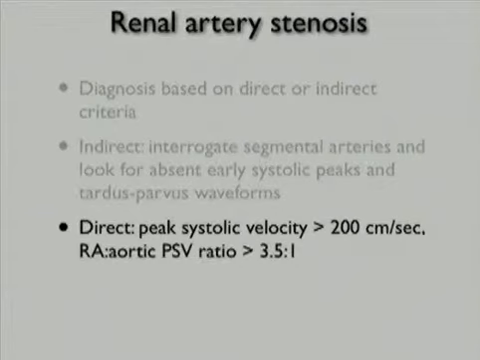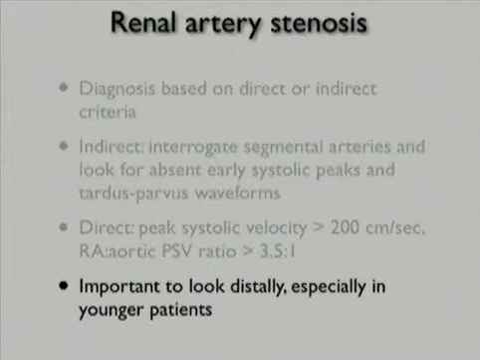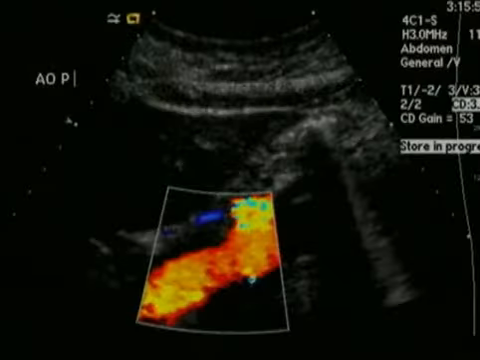There are a wide variety of criteria here as well, or as we use in our lab, a renal artery to aortic peak systolic velocity ratio of 3.5 to 1 or greater. It's important, however, to look distally, especially in younger patients who may have fibromuscular dysplasia, which tends to involve the distal vessel. Whereas in the older population with atherosclerotic narrowing, the stenosis is usually very close to the ostium.